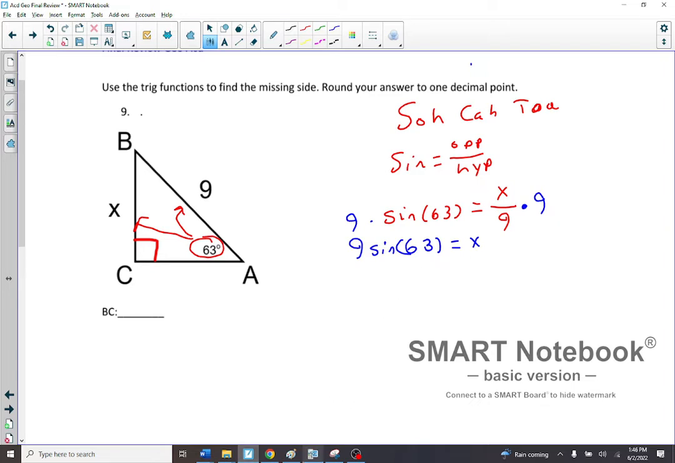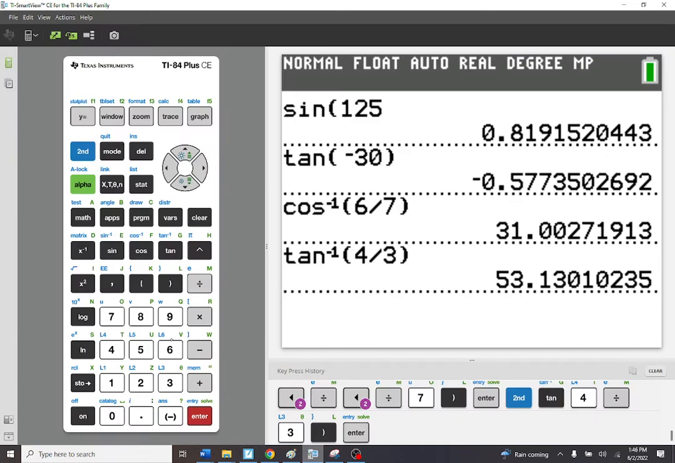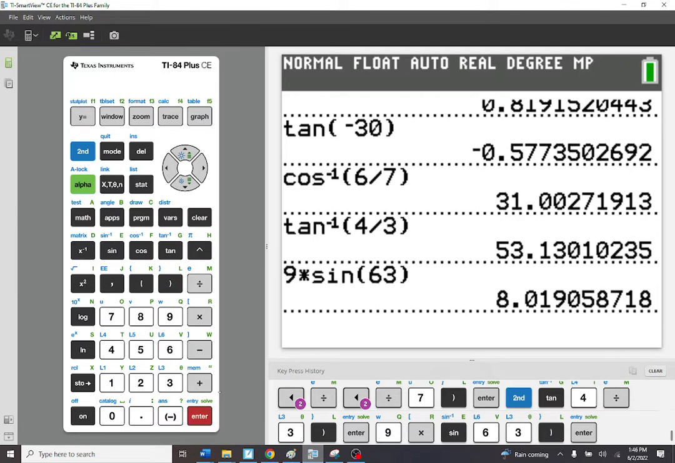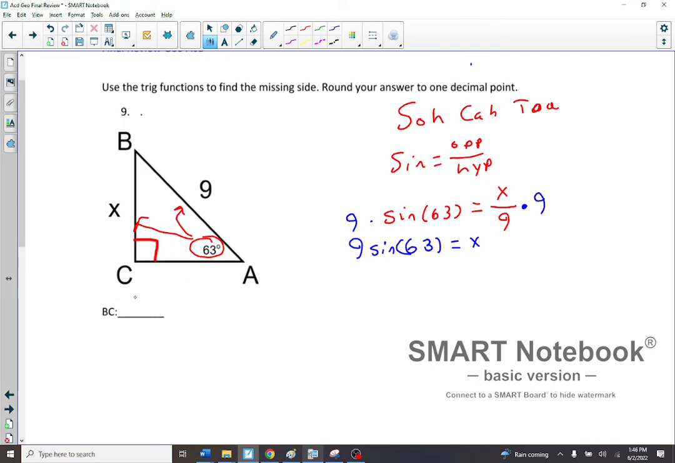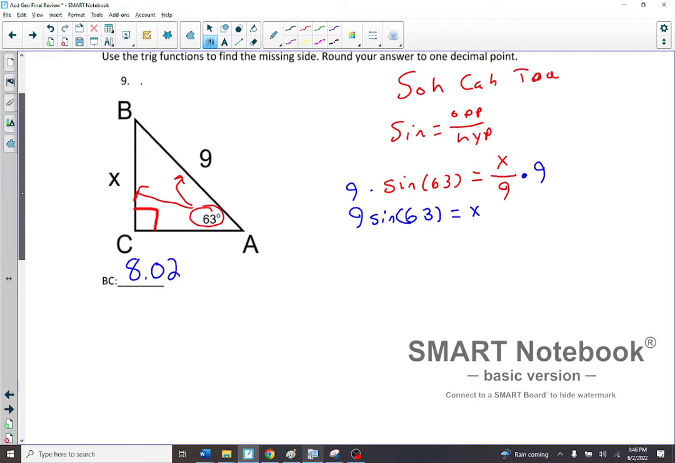Why do you have to put that 9 before the sine? This just shows it multiplying. So 9 times sine 63 equals 8.02. So our answer is 8.02. Because it's multiple choice, you'll see 8.02. And I'm not going to trick you like put 8 and then 8.02. One of them will be clearly the right answer.